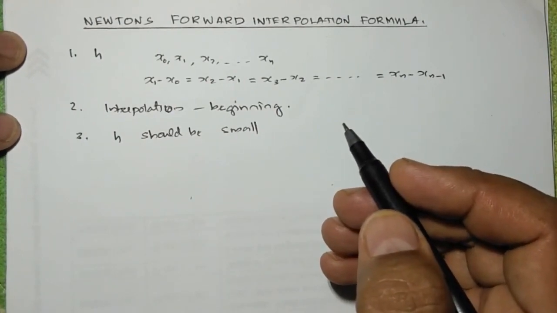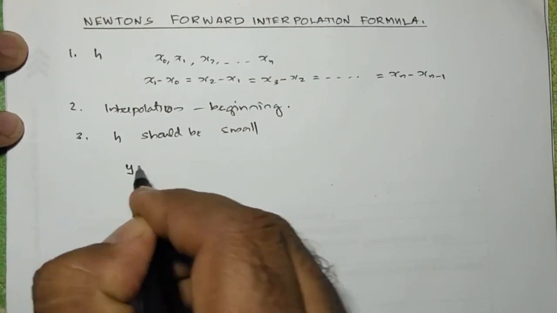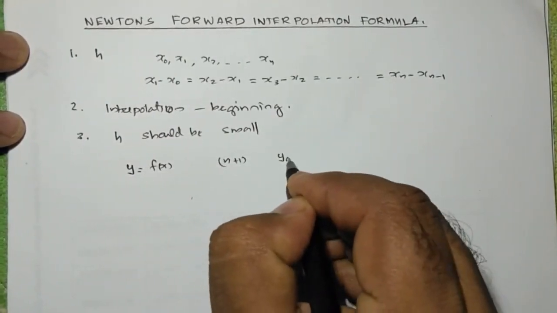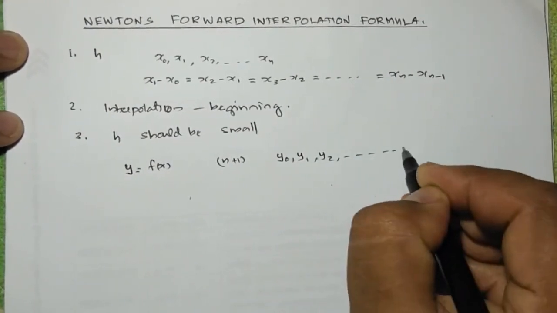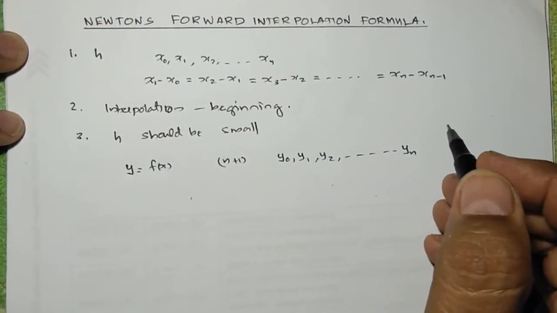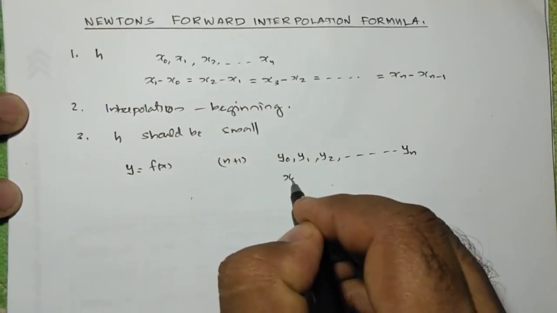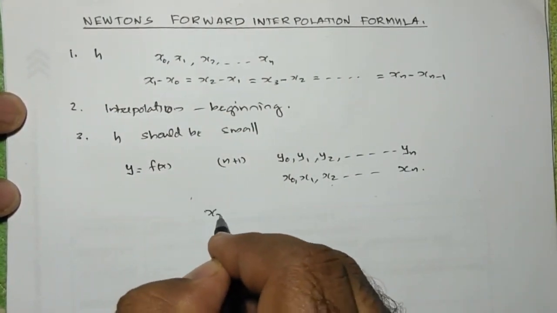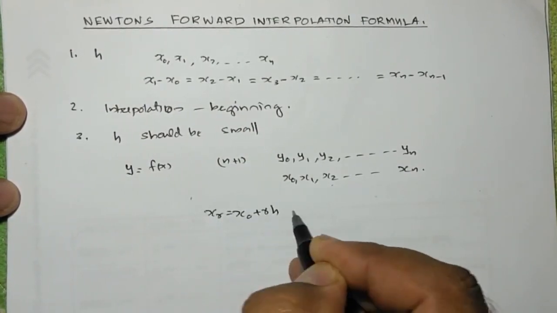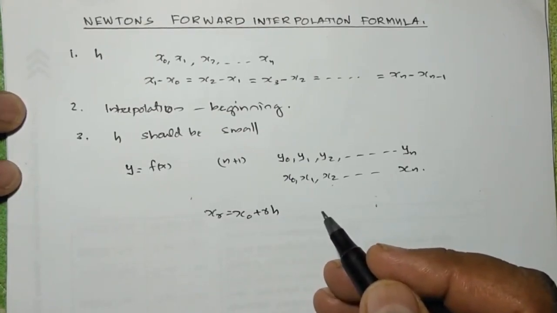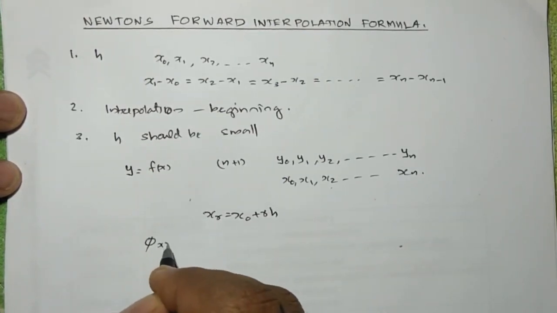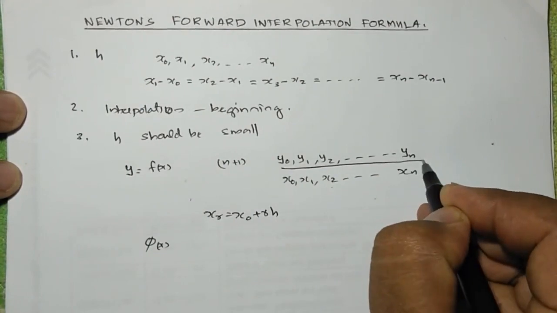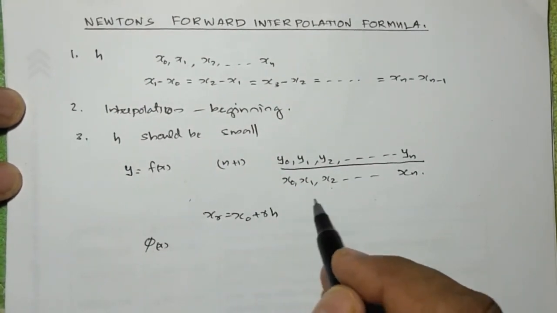Now we shall start deriving a formula for the Newton's forward interpolation method. Let y equal to f of x be a continuous function which yields n plus 1 values y0, y1, y2, y3, etc., yn, corresponding to the n plus 1 independent variable values x0, x1, x2, etc., xn. The values of x are equally spaced, which means xr equal to x0 plus rh, where h is the interval of differencing.